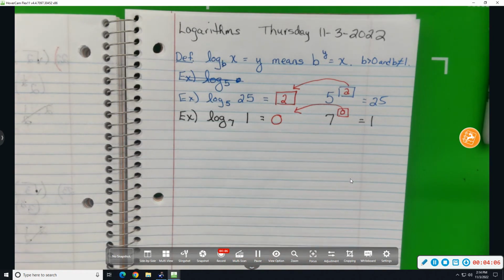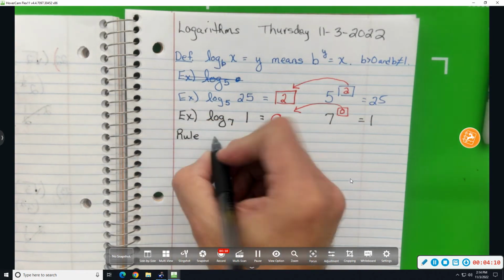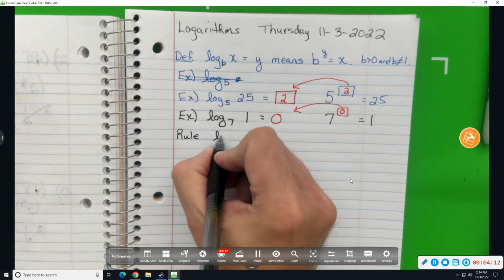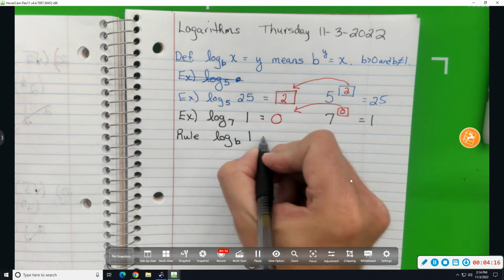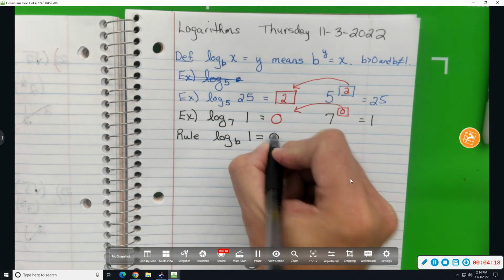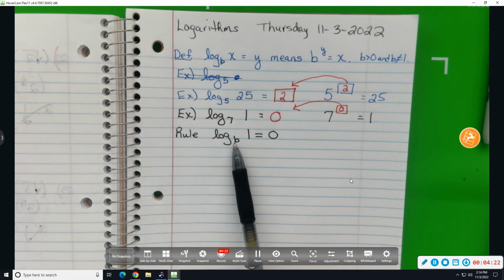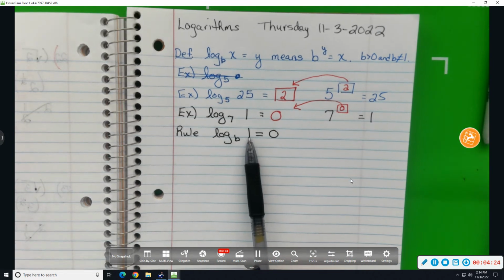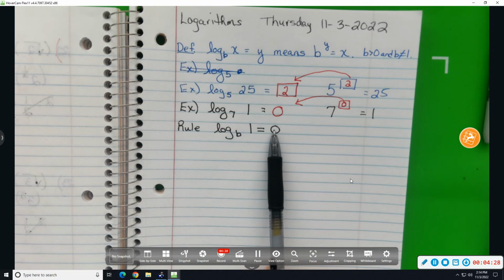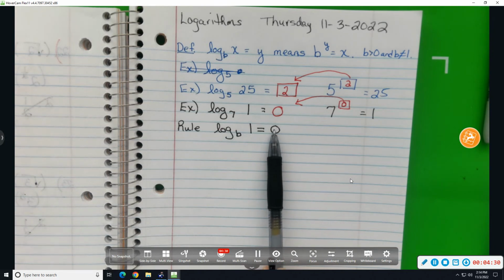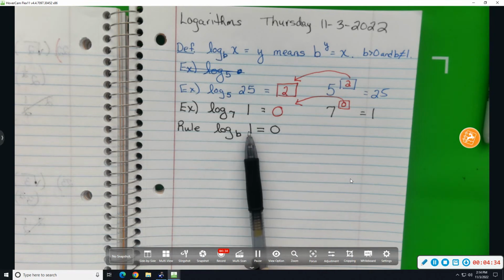Yes, and so here's a rule of logarithms. It's always true. Log base b of 1 is always 0. It doesn't matter what that base is. If the number after the base is a 1, that logarithm's going to be 0. Logarithms are exponents. B to the 0 equals 1.